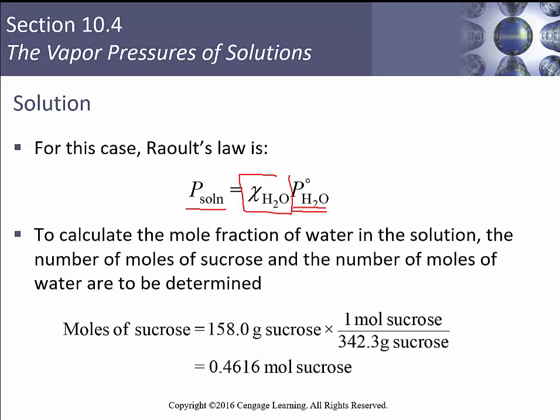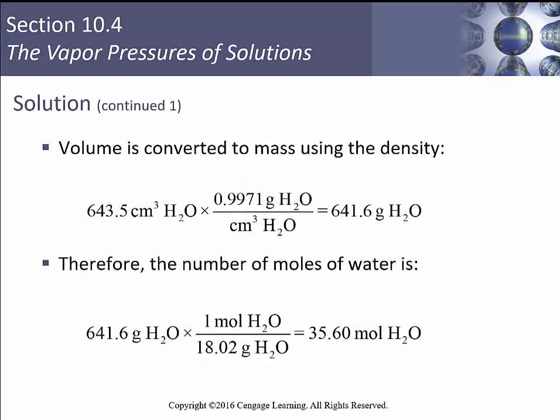To calculate the mole fraction of the water in the solution, the number of moles of sucrose and the number of moles of water have to be determined. So to figure out the moles of sucrose, you take your 158 grams of sucrose, divide by its molar mass, and you get 0.4616 moles of sucrose.